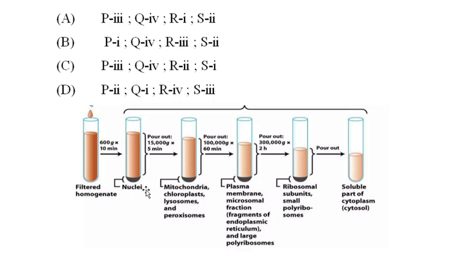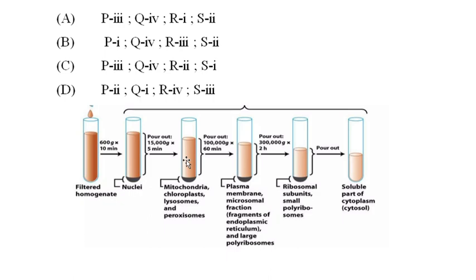So it will be sediment in your pellet. If you want to isolate some other cellular component, you need to take the supernatant, pour it into a new tube, and centrifuge it at 15,000 RPM for 5 minutes. Then after centrifugation you can easily isolate your mitochondria, chloroplast, lysosomes and peroxisomes.